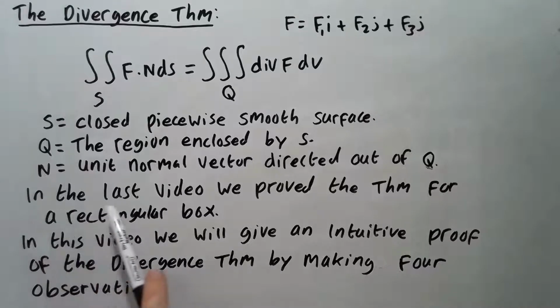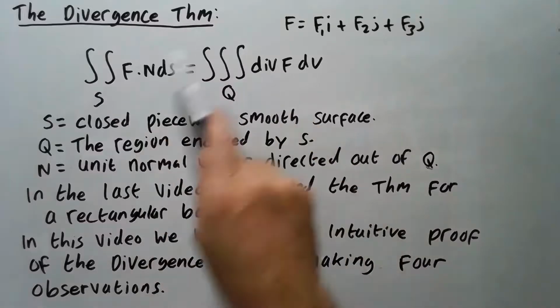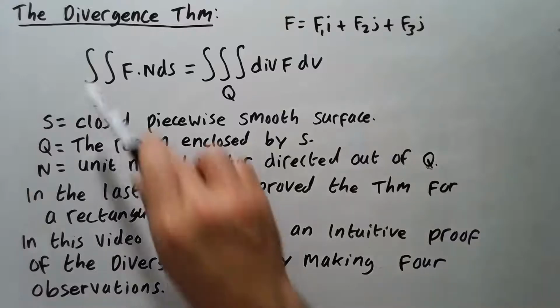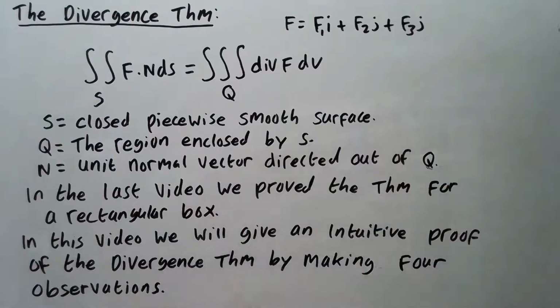In the last video we proved the theorem for a rectangular box. So we showed this holds for a rectangular box. In this video we're going to give an intuitive proof of the divergence theorem by making 4 observations. Okay, so let's start making these observations. Let me write observation 1 up here now. Let me erase this stuff and we'll write our first observation.